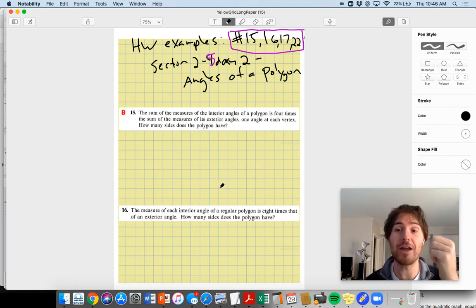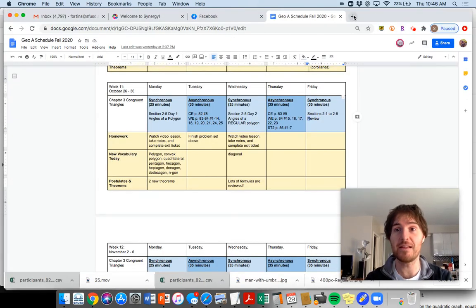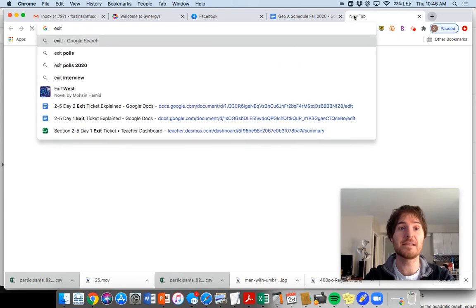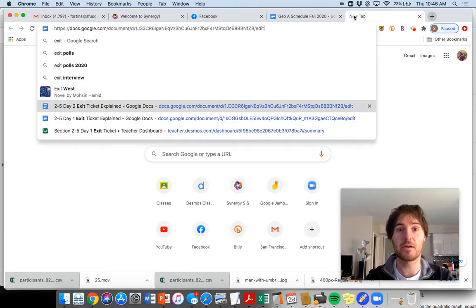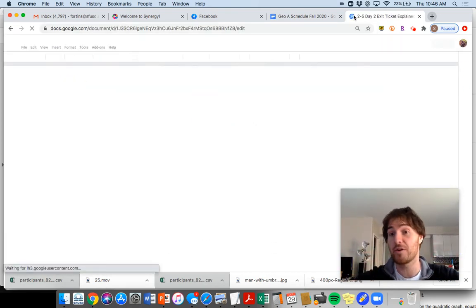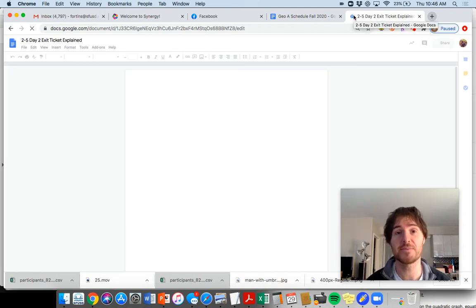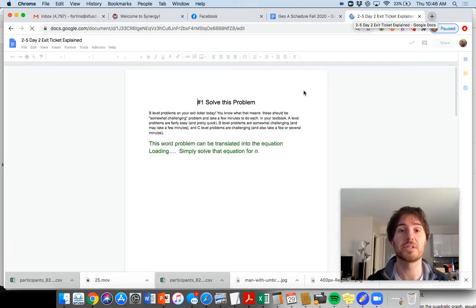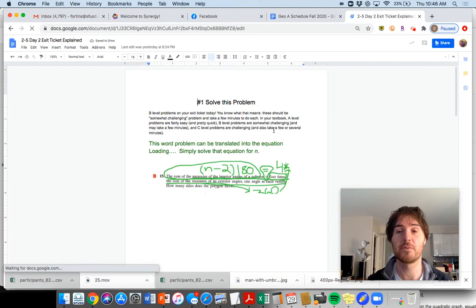So I think I could talk through a word problem like this. If you're having trouble with word problems, I can help you turn this into an equation right now. But just know that I've been emailing this out. Here's my exit ticket explained right here. Okay, so the answers to these have already been shared with you. They're on the exit ticket explains. So you're checking out this Google Doc to get feedback on some of the problems you have here.